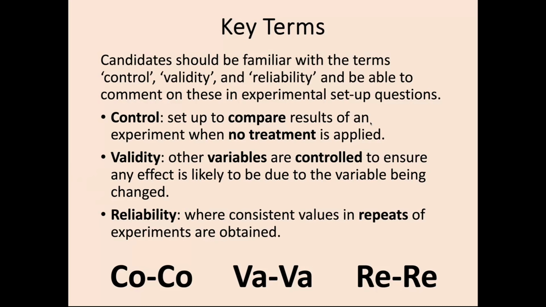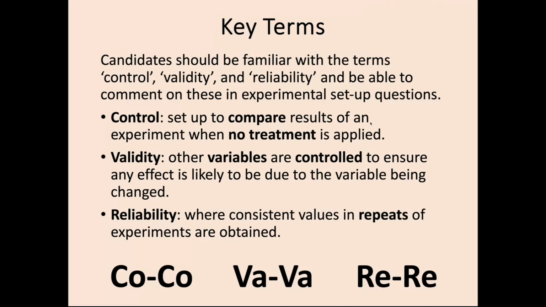And reliability, where consistent values and repeats of an experiment are obtained. Now, whenever I'm teaching my classes, I always remind them of these little phrases that will help them remember what each of these three key terms actually is referring to. So we've got CoCo, so control, compare. Okay, control, compare. If you can remember that, that will move you in the right direction in terms of remembering what a control is. It's a comparison from when we have the treatment to when we don't have the treatment, depending on what that treatment is.